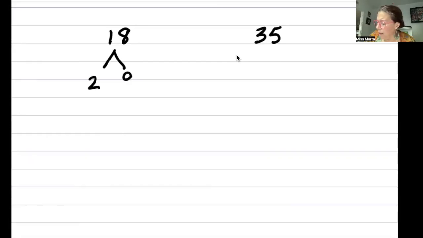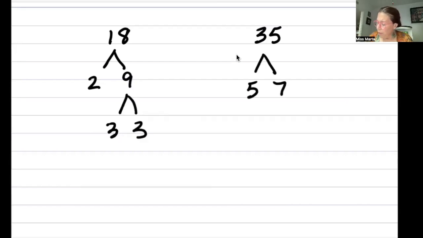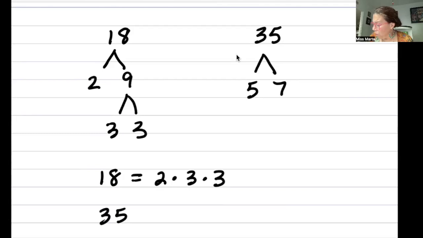And we're now going to find the GCF of 18 and 35. All right, so let's look at 18. 18 is 2 times 9, and 9 is 3 times 3. And 35 is 5 times 7. So when I list it out, 18 equals 2 times 3 times 3, and 35 equals 5 times 7.